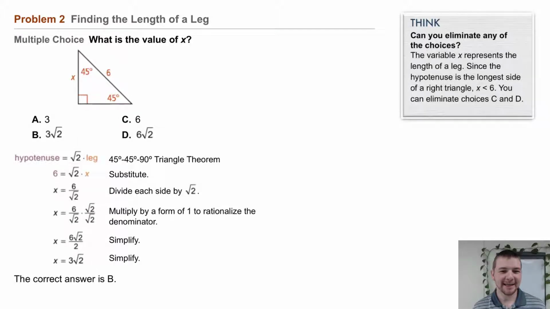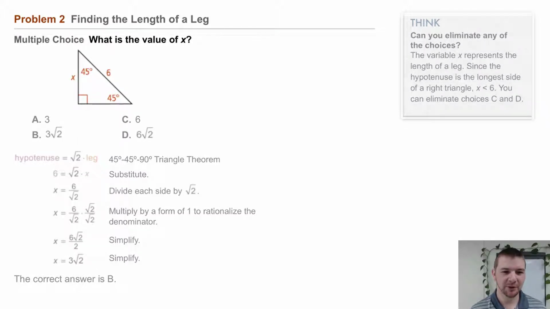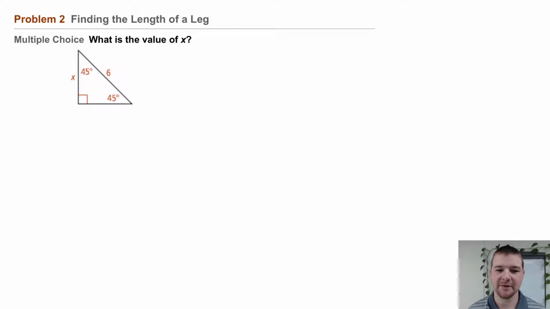Problem 2, finding the length of a leg. And this one's multiple choice. The question asks, what is the value of x? Here's our triangle. It's a 45, 45, 90. We have a leg length of x, so that's the unknown quantity now. And we know the hypotenuse length is 6. Our choices are 3 times the square root of 2, 6, and 6 times the square root of 2.